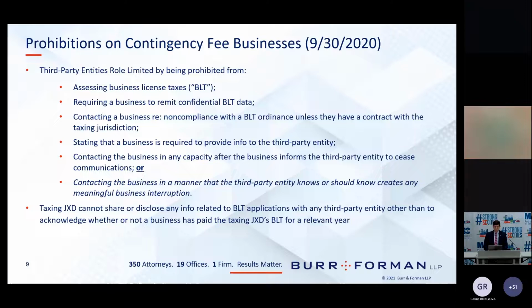Also, a taxing jurisdiction cannot share or disclose any information related to the business license tax applications with any third-party entity, other than to acknowledge whether or not a business has paid that business license tax for a relevant year. And that's important.